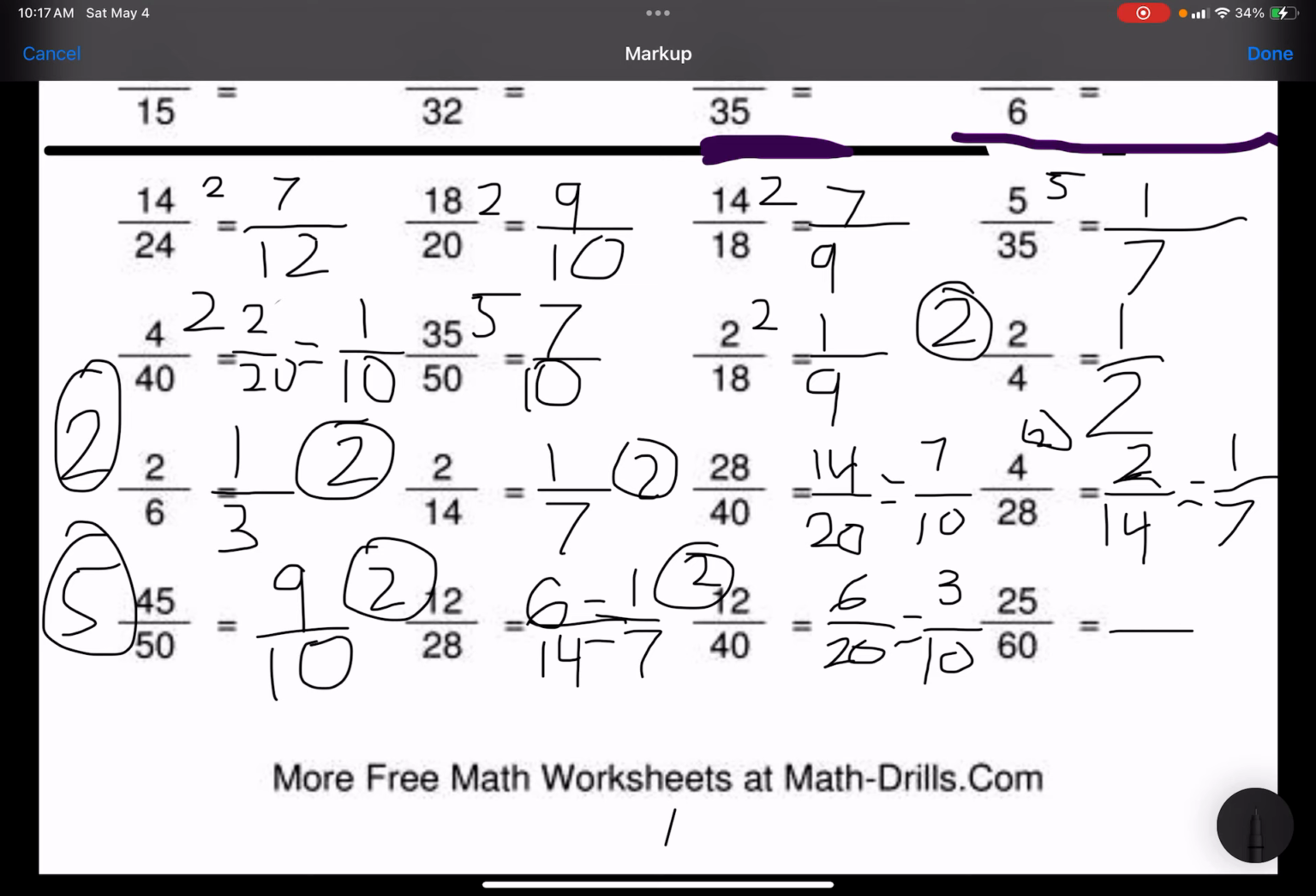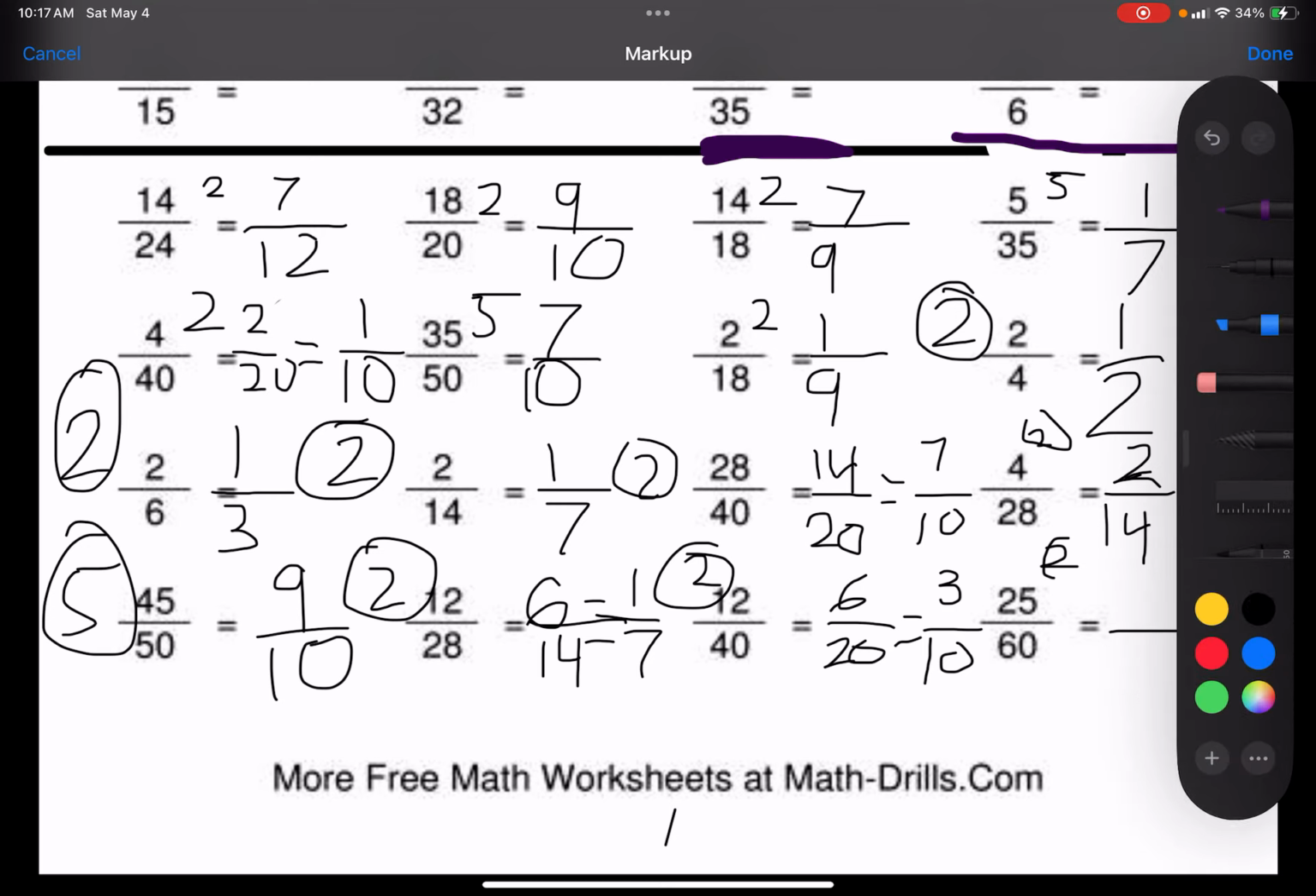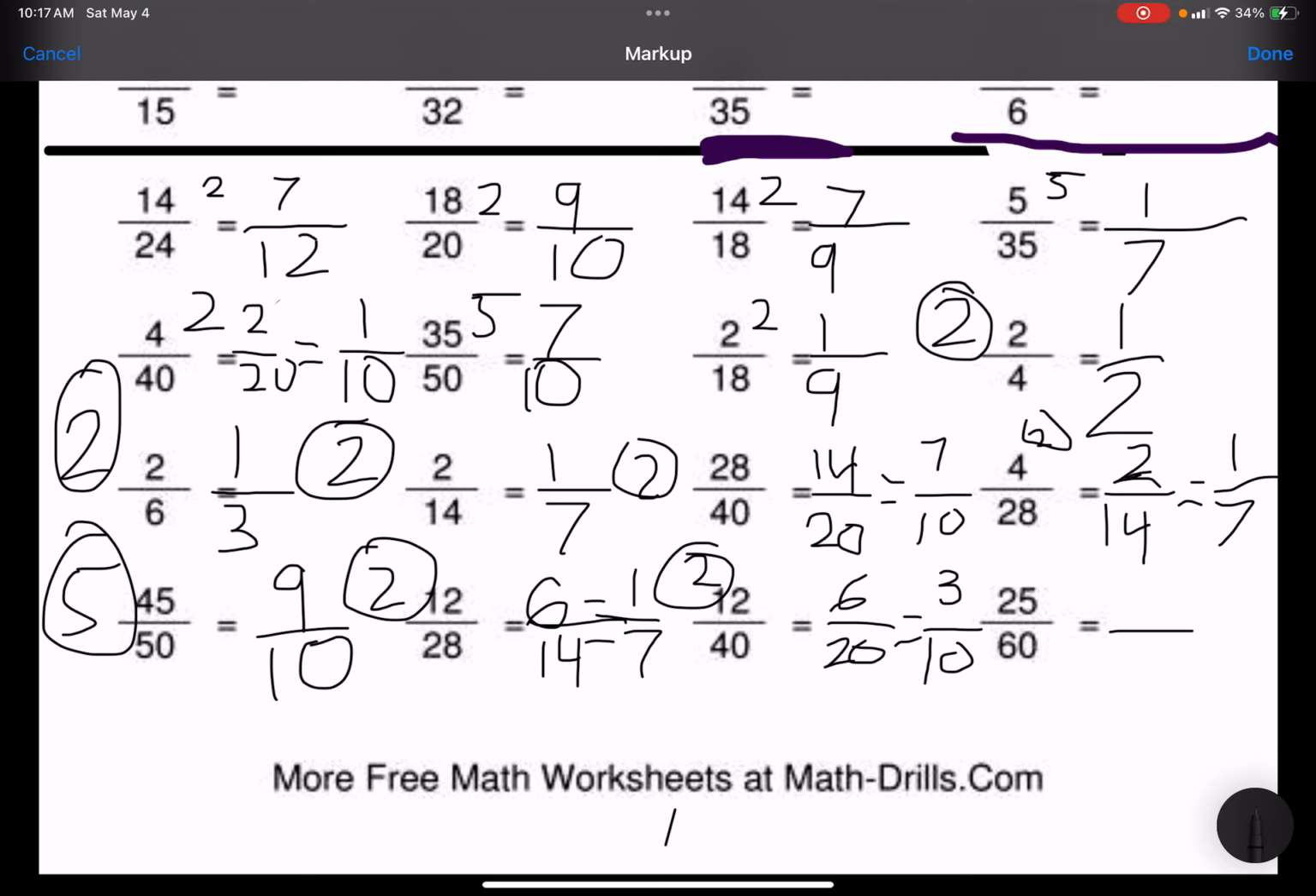All right, last question. We're going to have 25 over 60. So we're going to do the biggest number. So we can't do 2 times, but we're going to do this 5. So 25 divided by 5 is 5. And then 60 divided by 5 will be 12. All right, that's it for this lesson.